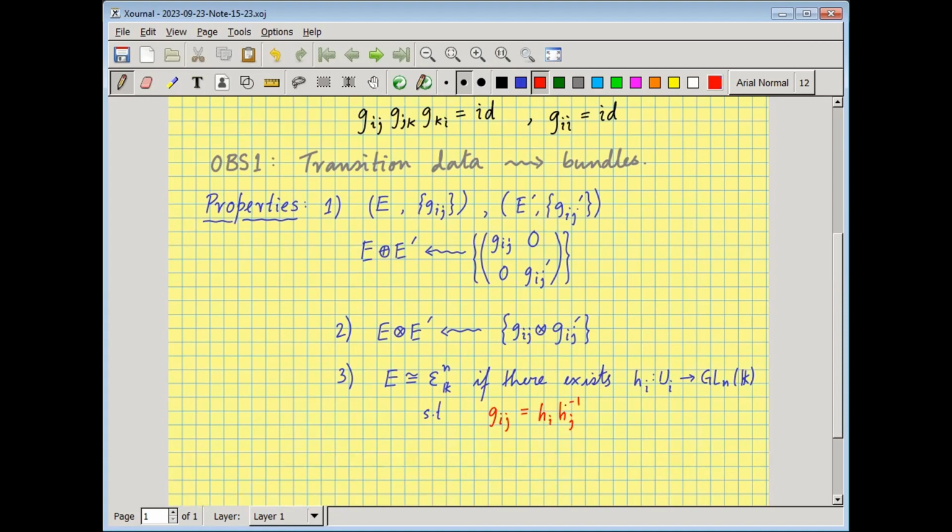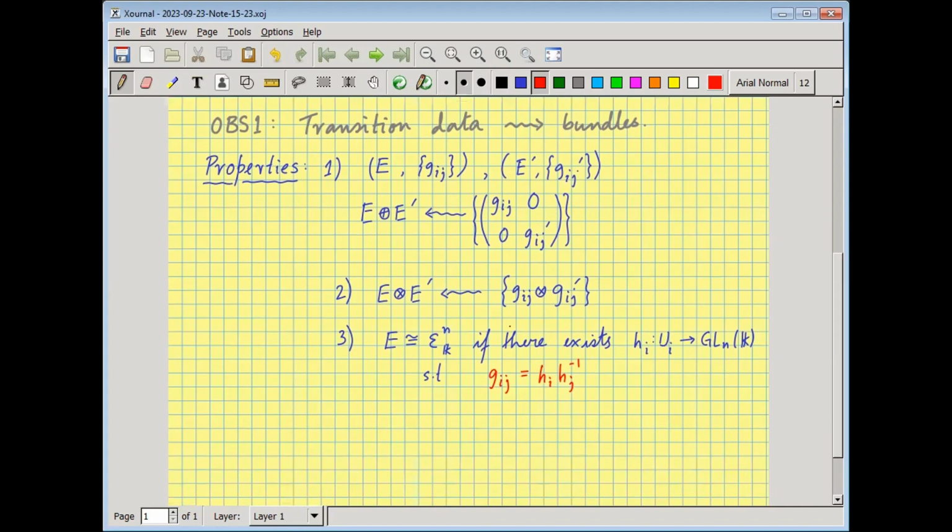So this inverse makes sense. I'm not saying that Hj is a homeomorphism. I'm saying literally evaluate Hj at a point, that's an invertible matrix, take its inverse. That's what Hj inverse means. And then you left multiply that with Hi of the same point. So whenever you can find such Hi's such that Gij equals this, you can show that the bundle is actually trivialized. In fact, you can show that two bundles are isomorphic if there's a variant of this which works. So you'll have Gij, Hi, Gij prime, Hj in a certain order, but that's what this notation means.